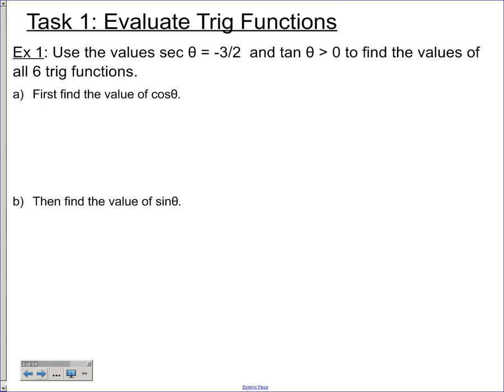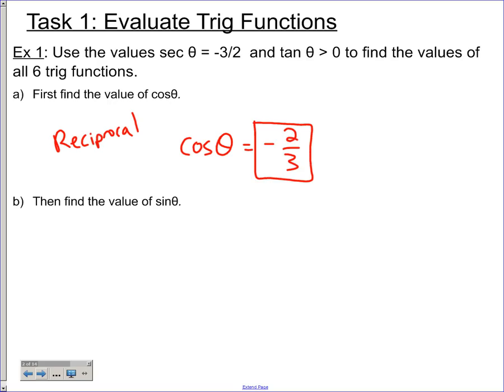So our first example gives us the value of secant of theta equals -3/2, and tangent of theta is greater than 0, and asks us to find the remaining trigonometric functions. So first we'll apply the reciprocal identity, and we know that secant and cosine are simply reciprocals of one another, so cosine of theta is equal to -2/3.